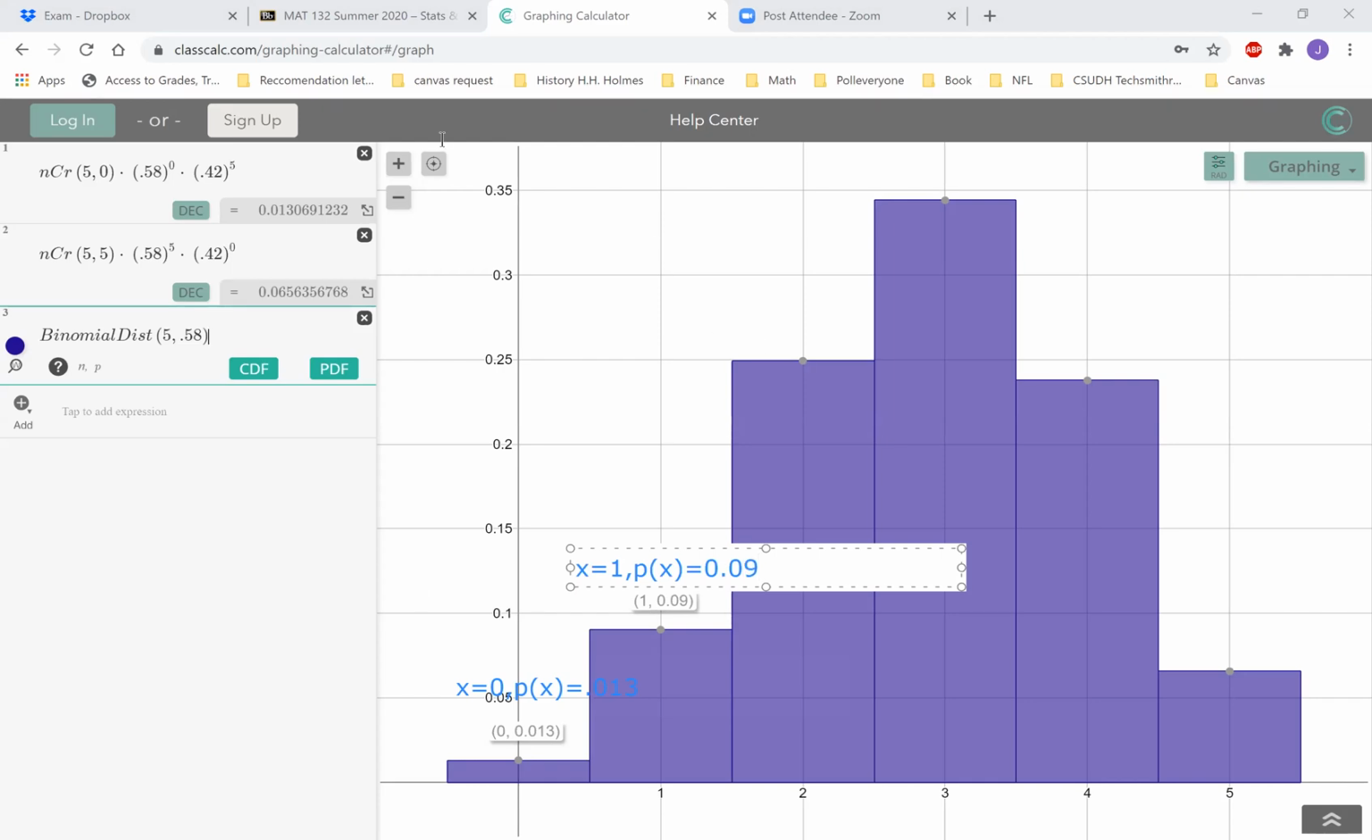So if I go to the next one, it gave me 2, 0.249. So that's telling me for x equal to 2, the probability of that occurring is 0.249. If you go here for 3, it says 3, 0.344. So that's saying if x is equal to 3, the probability of that occurring is 0.344. And then if you go here to 4, and 5, it'll give you all of that probability. All right. So that's how you can get the probability of a binomial distribution with Classcalc.